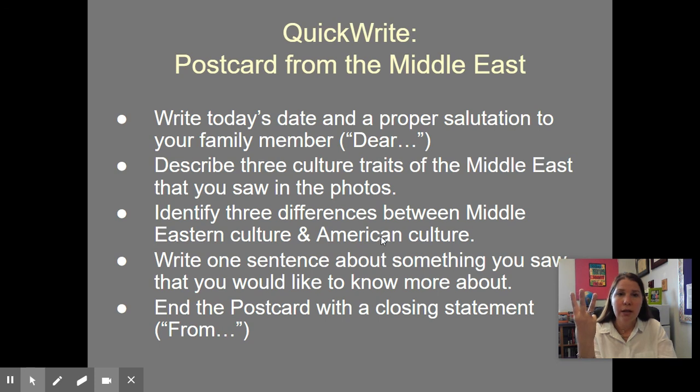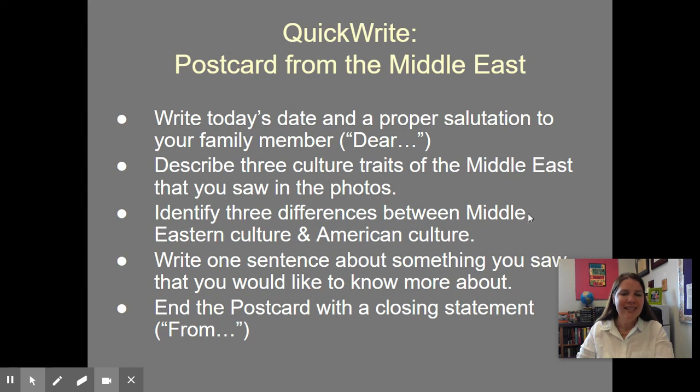Describe 3 culture traits. Then you're going to identify 3 differences. They did this in the pictures that I saw from the Middle East, and we do this in our American culture in Georgetown, Texas. And then it says, write 1 sentence about something you saw that you'd like to know more about. And then you end the postcard with a closing statement. So you say from, and then you put your name, or sincerely, or love, and then you put your name.